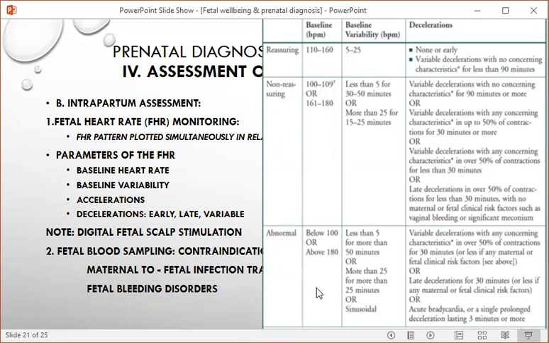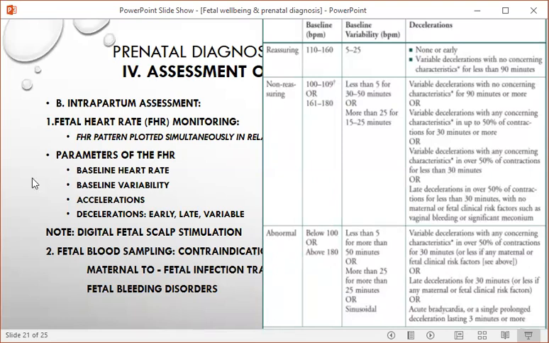And if it is abnormal, the abnormality is the heart rate either below 100 or above 180. Whenever a non-stress test is positive, we have to apply some digital stimulation to the fetal scalp to see any change in the heart rate. If there is no change in the heart rate with digital fetal scalp stimulation, this is an emergency. So we have to take a proper decision in the delivery of the baby.